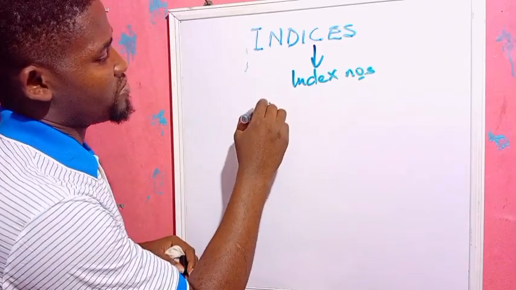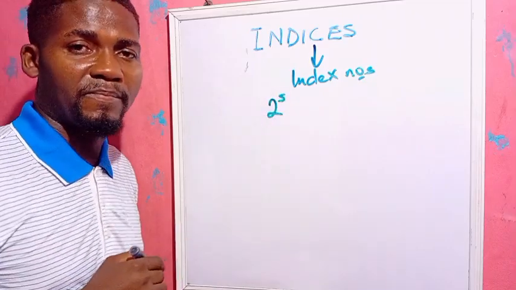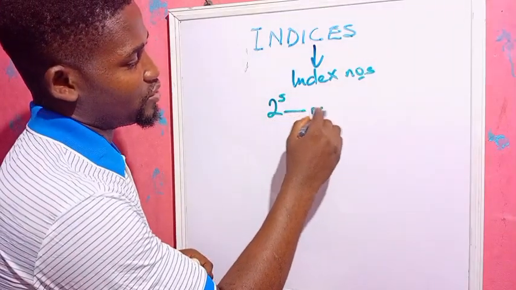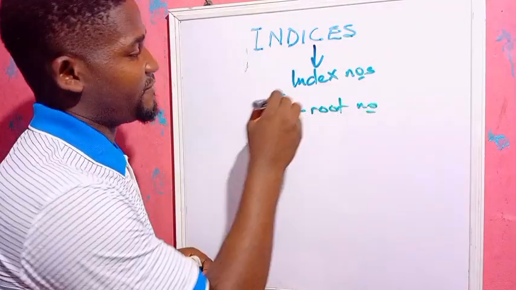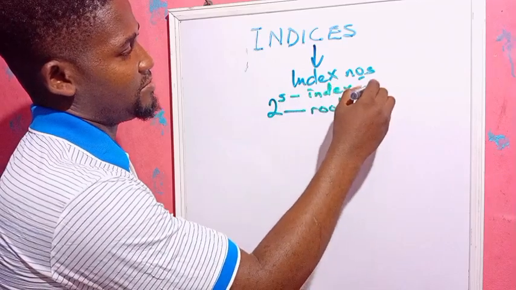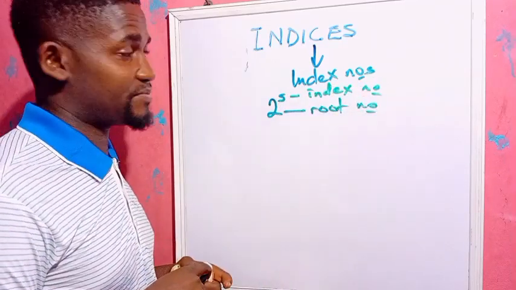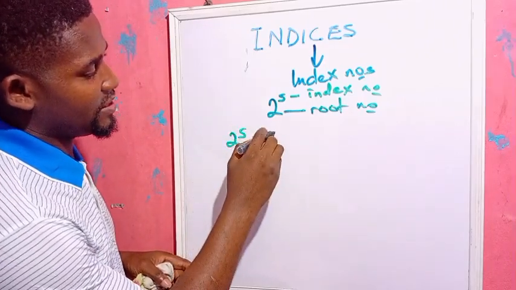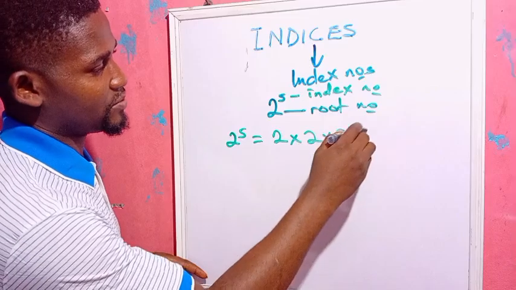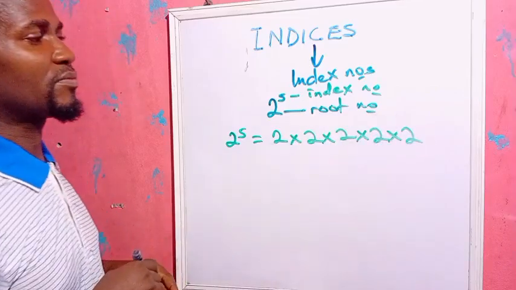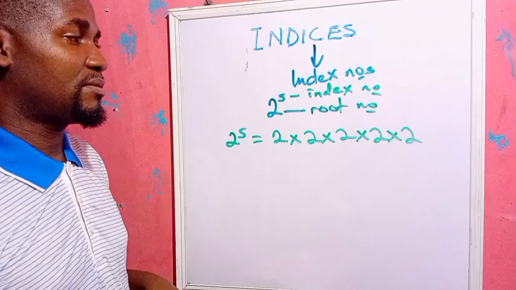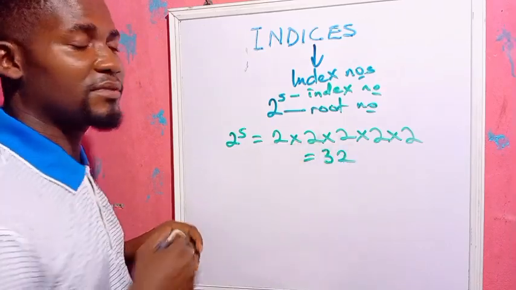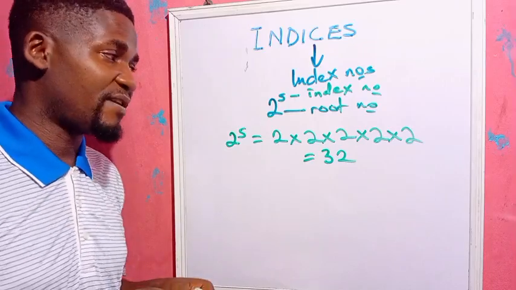Let's give an instance. We have a number like 2 raised to the power 5. 2 raised to the power 5 has 2 as its root number and 5 as its index number. I hope you follow. In other words, we can say 2 raised to the power 5 is equal to 2 times 2 times 2 times 2 times 2, that is 2 into 5 places. We multiply this out, we can have our answer as what? 32. That is 2 raised to the power 5.